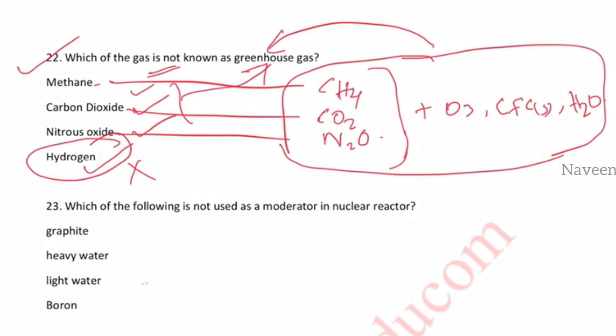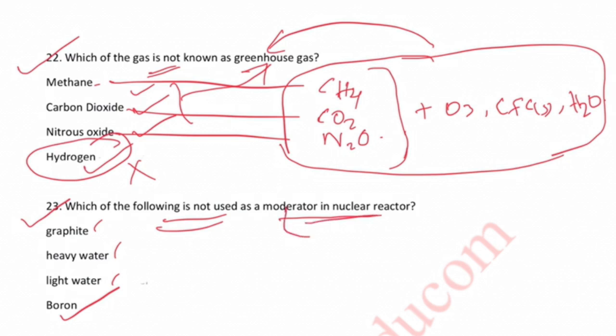Coming to the next question, the 23rd. Which of the following is not used as a moderator? Students, be very careful. Which of the following is not used as a moderator in a nuclear reaction? The answer is option D, boron. All the others, graphite, heavy water and light water, are used as moderators in a nuclear reactor.